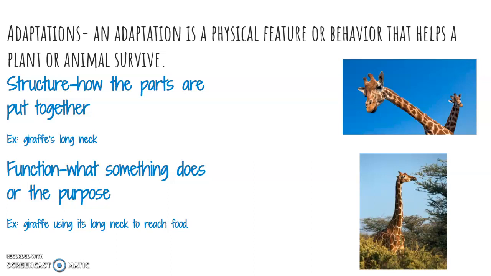So in our pictures that we have here of our giraffe, the structure would be that a giraffe has a long neck, and the function would be that the giraffe uses its long neck to reach food. So every structure has a function, and there's a reason why it's structured the way it is. So even though a giraffe's long neck looks really cool, its purpose is so that it can reach food high in a tree.